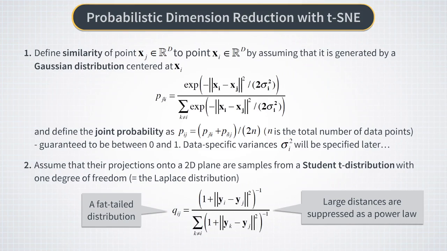Next, let's discuss the distribution of projections of data points into a 2D plane. The method assumes that points on a 2D plane correspond to a Student t distribution with 1 degree of freedom, which is also known as the Cauchy distribution. This distribution has two interesting features. First, it has fat tails. That is, probabilities of large events are substantially larger there than for a Gaussian distribution.